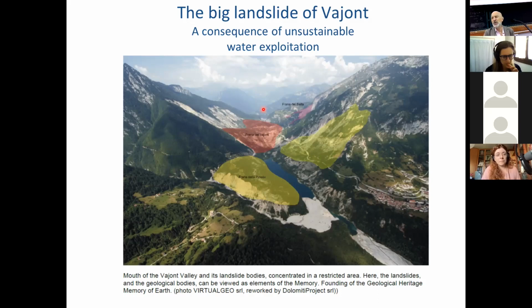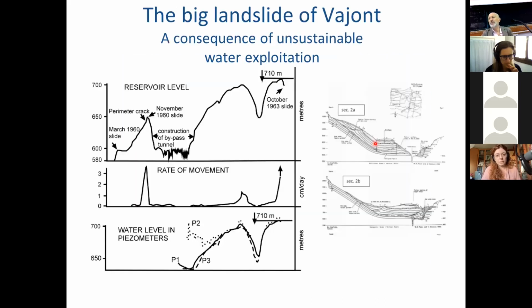Why do we have such a strong phenomenon? Because we can observe this graph. I think it's useful to understand. The engineers who designed the dam and the reservoir, after the construction of the dam, began to fill the reservoir, and so to increase the level of the water. You see here on the y-axis the level of the water in the reservoir in meters above sea level, and you see here the process of filling up the reservoir.